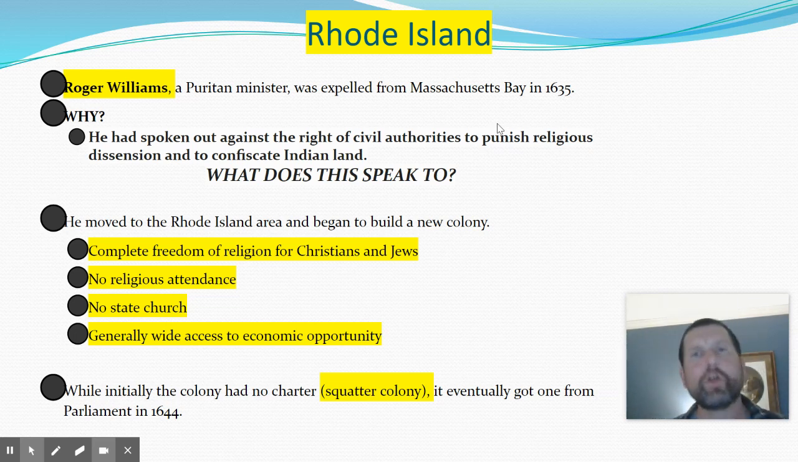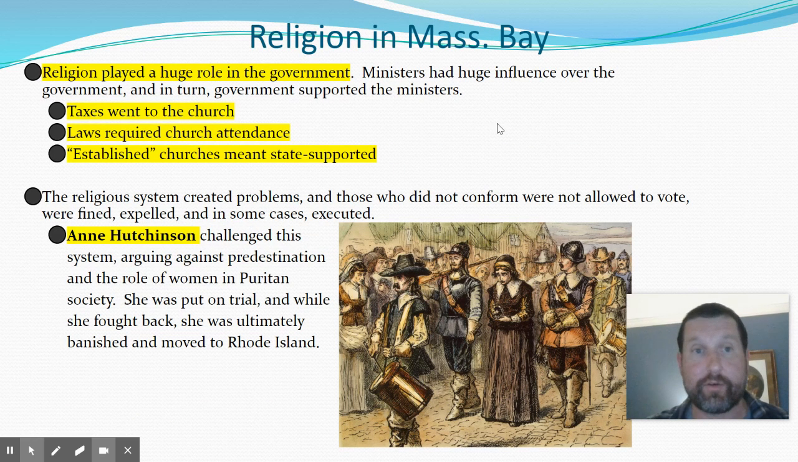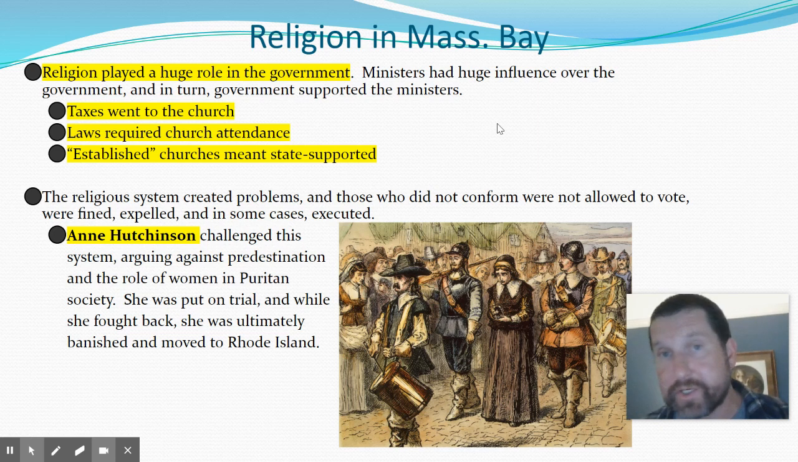So Rhode Island is a little bit of an outlier as it pertains to the rest of the New England region, where religion is huge. It plays a huge role in the government. Don't get it twisted about any ideas about separation of church and state when we're talking about early colonial regions and early colonial America. Religion is dominant. Religious life is dominant. Taxes go to support the church. Laws require church attendance. You see, Roger Williams gets away from this kind of stuff with the establishment of Rhode Island.